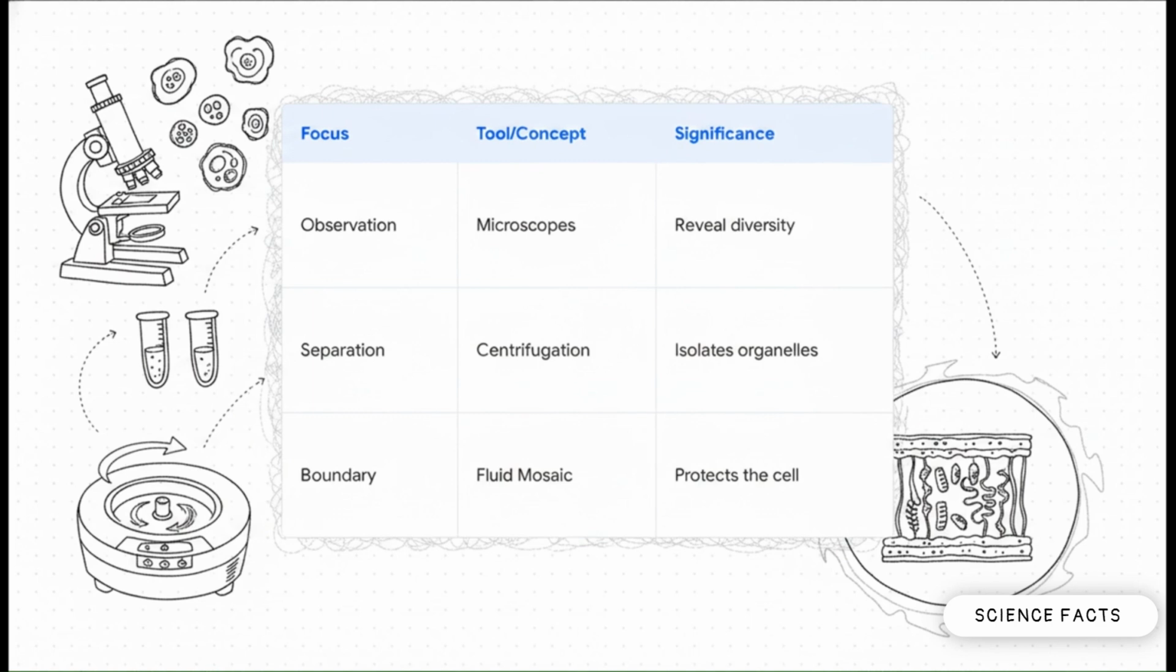Well, centuries of observation using increasingly advanced microscopes allowed us to uncover an incredible diversity of cellular shapes and sizes. Then, modern separation tools like differential centrifugation gave us the critical ability to isolate and study the exact jobs of those internal organelles. And lastly, all of this complex machinery is contained, protected, and regulated by the wonderfully dynamic lipid-protein barrier we call the fluid mosaic membrane.